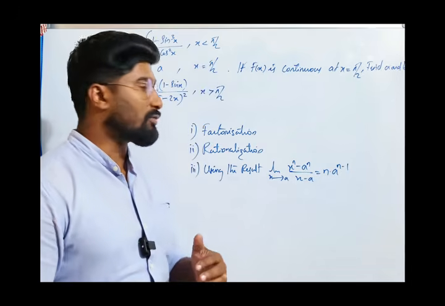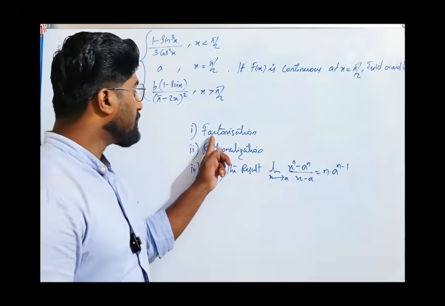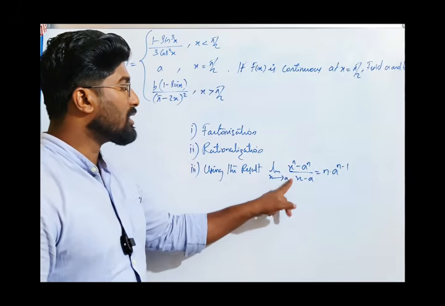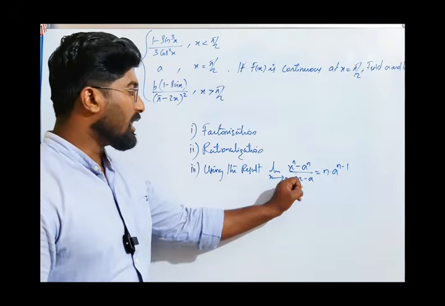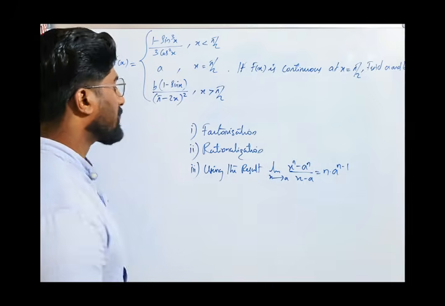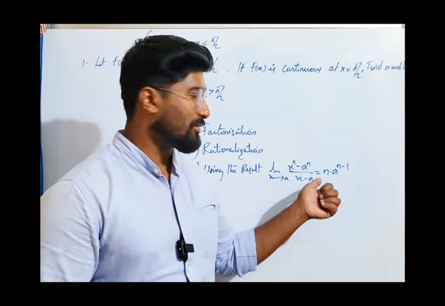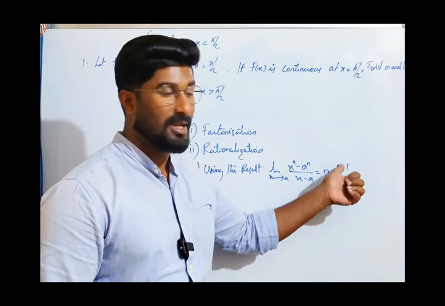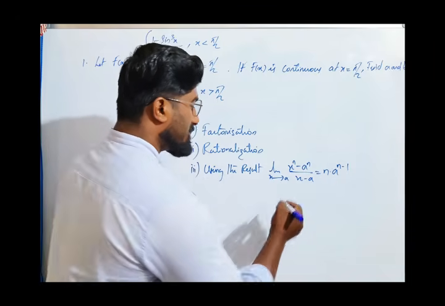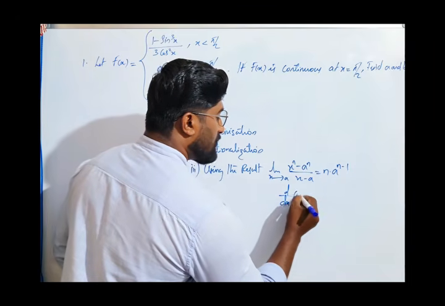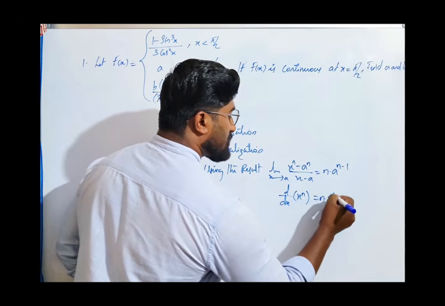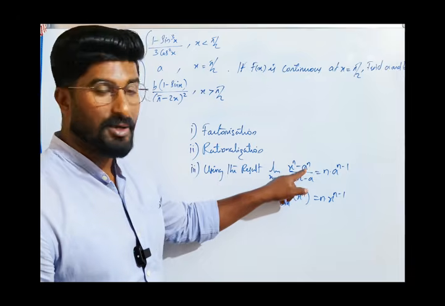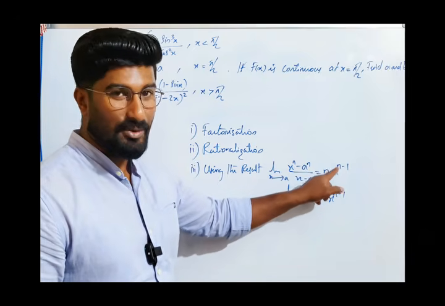if it is a 0 by 0 form, you can rewrite the function either by using factorization, or rationalization, or using the identity: limit x tends to a of x raised to n minus a raised to n divided by x minus a is equal to n into a raised to n minus 1. You may have confusion about this one. The derivative of x raised to n is n into x raised to n minus 1. This is the limit of the function x raised to n minus a raised to n divided by x minus a, which is n into a raised to n minus 1.